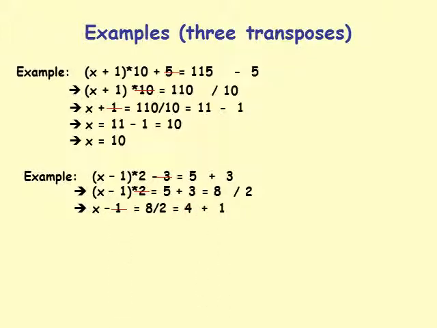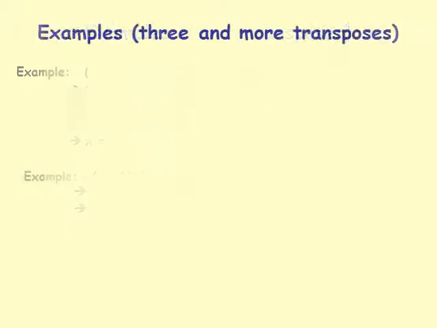Now this minus 1, when we transpose it to the right across the equal sign, becomes plus 1. That's it. A subtracted term gets transposed to an added term. So we have x equal to 4 plus 1, which is equal to 5.